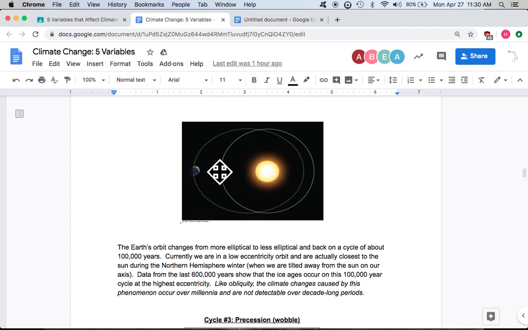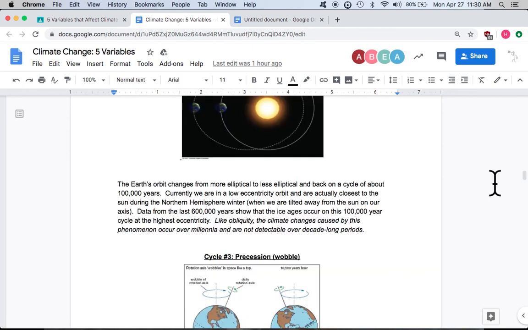So when it's not very eccentric, the Earth is a little bit closer to the sun. You would expect it to be warmer. And then when it is further away from the sun, you would expect it to be cooler. Regardless, this is a long-term trend, a 100,000-year trend. We've got this other thing.